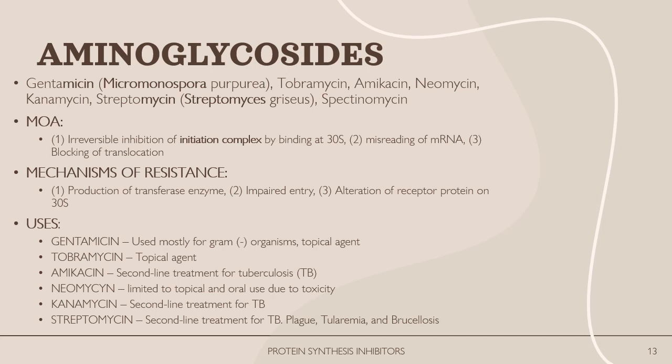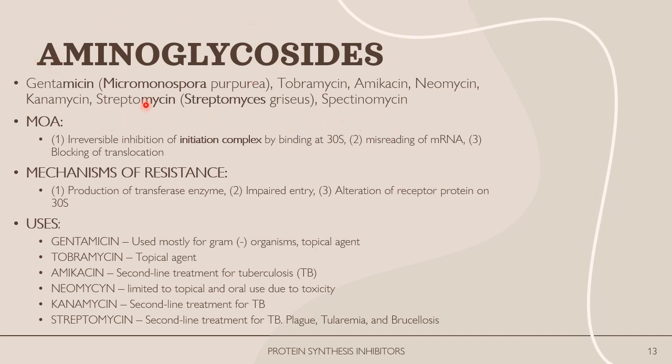Now let us discuss your aminoglycosides. If you can still recall, if the name ends with micin, it's isolated from Micromonospora. And if it ends with mycin, it's isolated from Streptomyces. Okay, for memory aid, our aminoglycosides are your G-TAMs. G for gentamicin, T for tobramycin, A is amikacin, N neomycin, K for kanamycin, S for streptomycin, and spectinomycin.